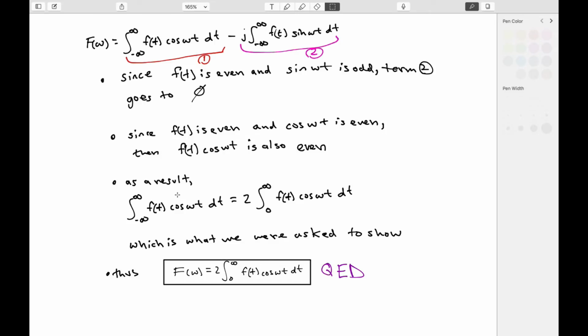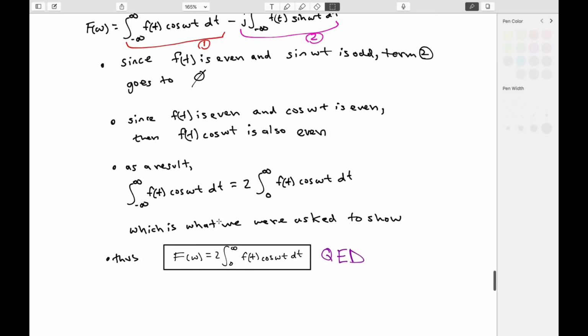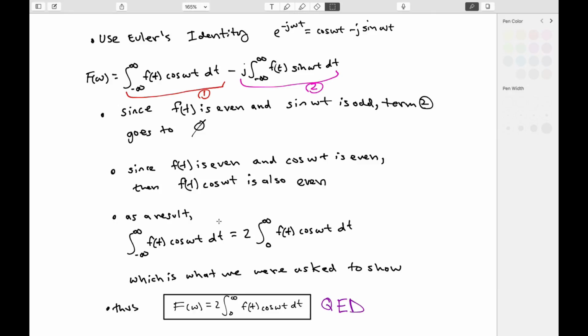Finally, as a result, that means that since it's even, it's the same from negative infinity to 0 as it is from 0 to infinity. So this integral can be executed from 0 to infinity and just multiplied by 2. And that's what we were asked to show in the first place. So as a result, F of omega is equal to 2 times the integral from 0 to infinity of f of t cosine omega t dt in the event that f of t is an even function.